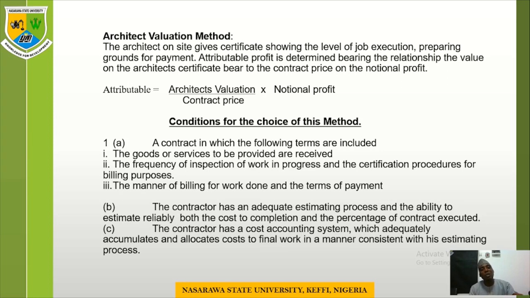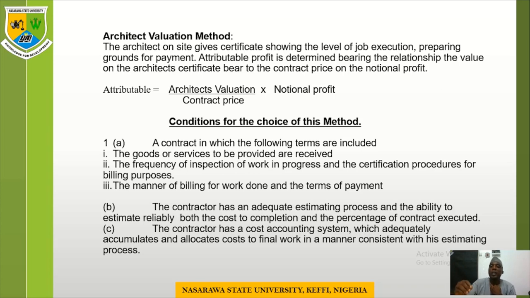We emphasize this concept so much because these are some of the techniques, challenges, or items that are needed when you are preparing accounts for a long-term construction contract. You have to calculate the initial profit, and also calculate the attributable profit. As we are aware, when notional profit is allocated during the job execution, then there is no need for you to compute the attributable profit, and this can take different dimensions. Either you use the cost method or the architectural valuation method.